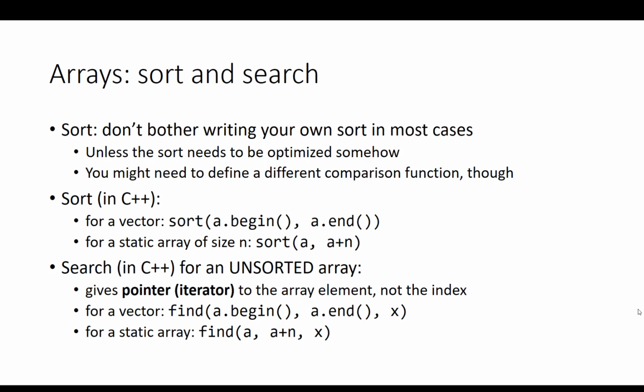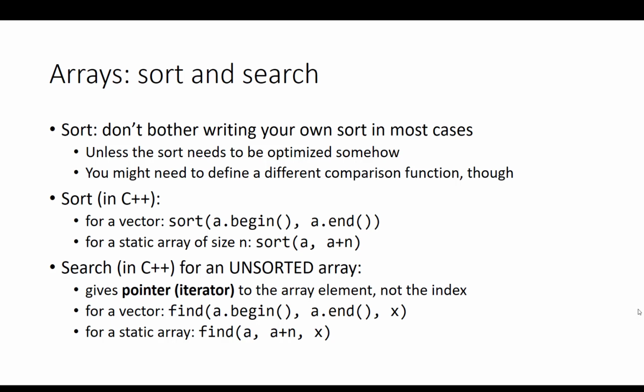And similarly, for a static array, where you've just got a hard-coded array, you can just do A, which is the starting point of the array. It's the array name, but that's the index of the starting point. And A plus n is n elements later. So if the array is of size n, A plus n is the element just after the end of the array. And so that shows you where the end is. So you can just sort by that one command.